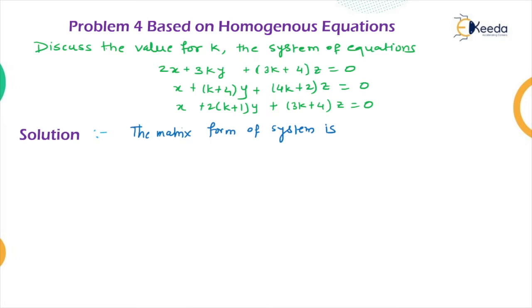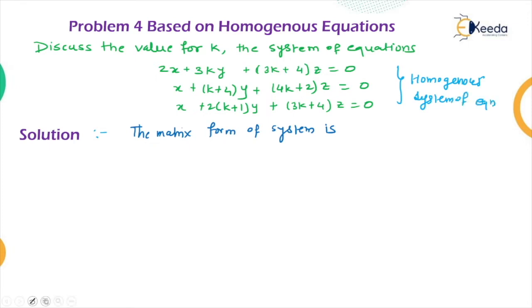Now we have to discuss the values of k. That means you have to find the value of k and determine the solution for the given system. Observe all the equations: since the right-hand sides of all equations are zero, this is a completely homogeneous system of equations.